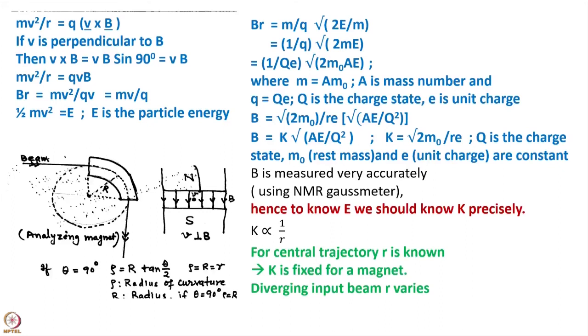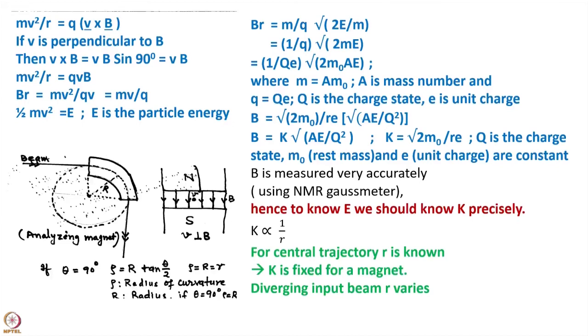So if you write this, then this Br becomes 1 by Q. Now this capital Q is the charge state. The small q was the total charge. So 1 by QE, that means charge state times the unit charge, root of this. Now, M is equal to A times M naught, where M naught is the rest mass, and Q is equal to this. So if you write this whole thing into the equation, then B becomes equal to root of 2 M naught divided by RE, and this is root times AE by Q square.